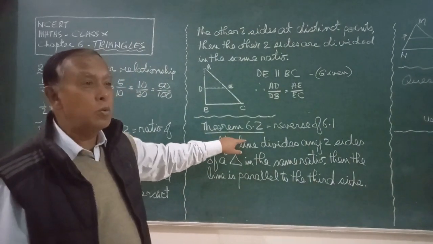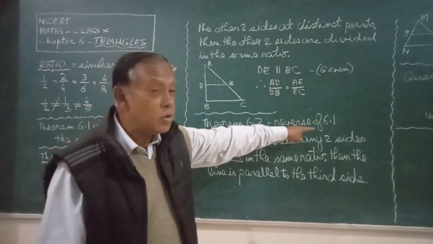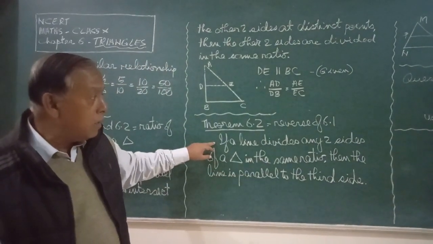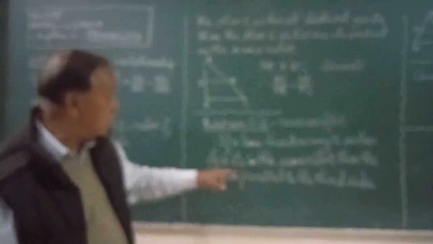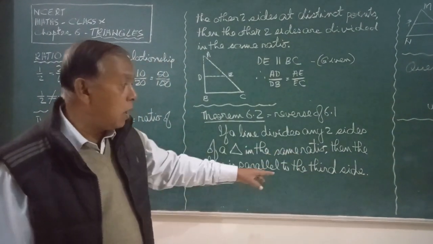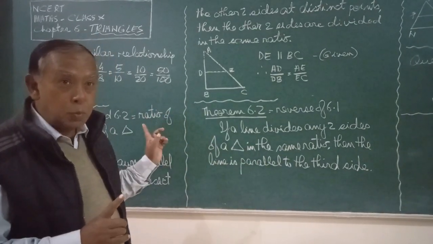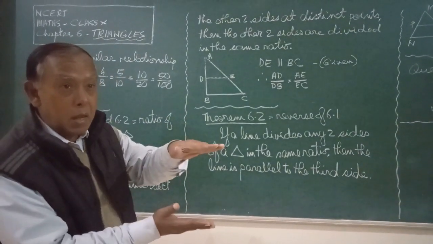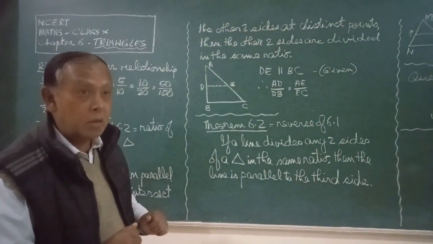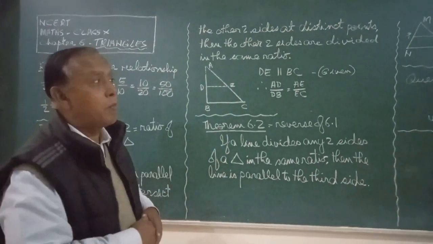Theorem 6.2 is the opposite, we say the reverse of 6.1. And therefore we have, if a line divides any two sides of a triangle in the same ratio, then the line is parallel to the third side. Theorem 6.1, if the line is parallel, then the sides are proportionate, in the same ratio divided. And opposite, if they are divided in the same ratio, then the line is parallel.